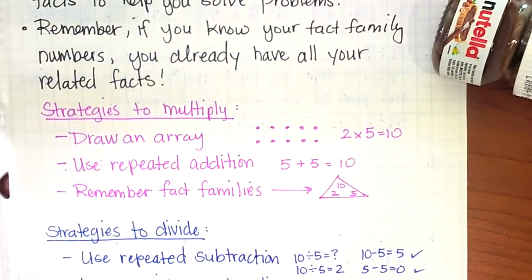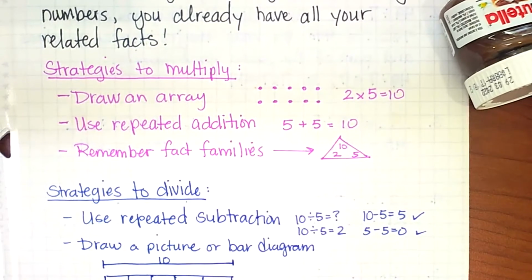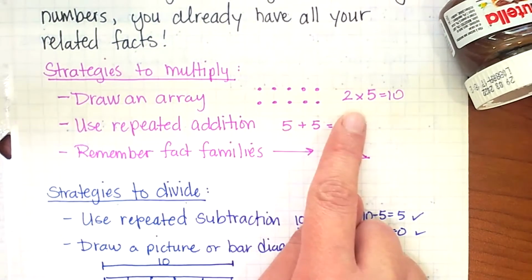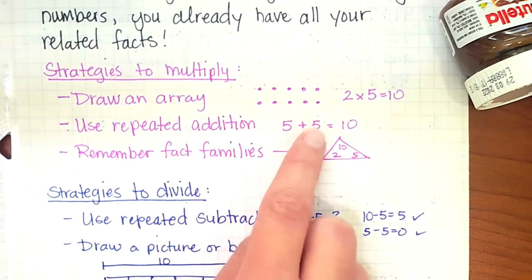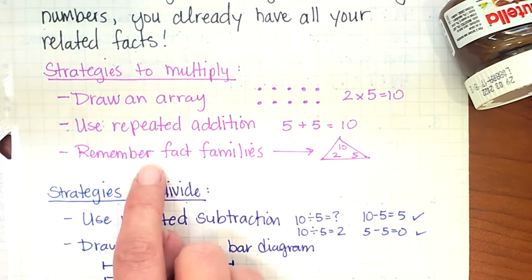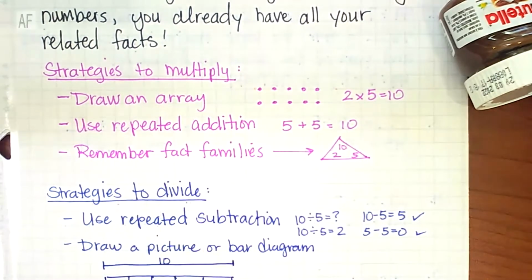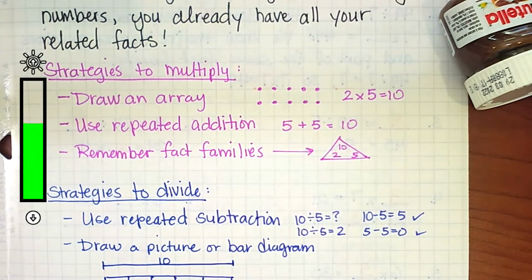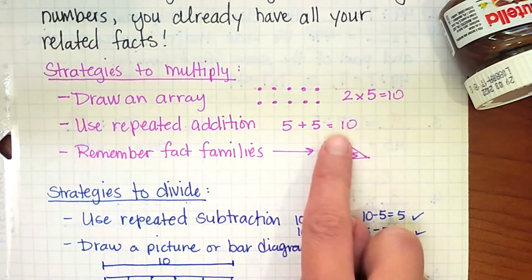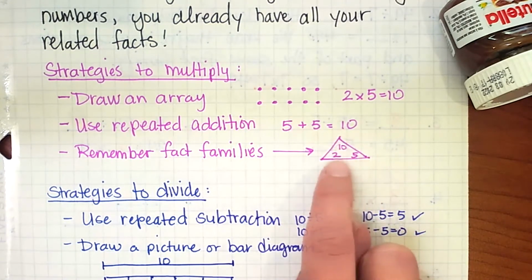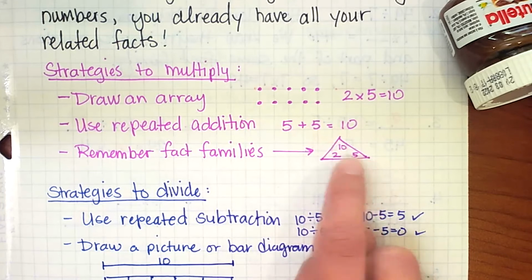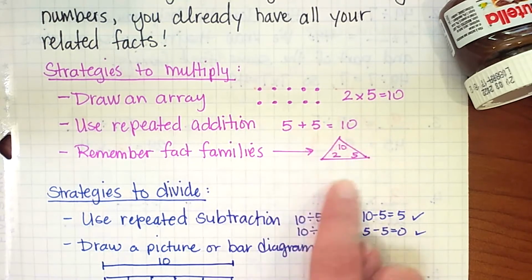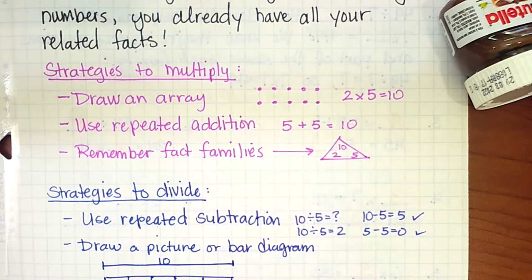Some strategies that we use to multiply are to draw an array. So 2 times 5 equals 10. We can also use repeated addition. So 2 groups of 5, 5 plus 5 equals 10. Or we can use our fact family facts. We can put them into a fact family and we can see what our numbers are. So here's our fact family, the 2 and the 5 and the 10. I know 2 times 5 equals 10, 5 times 2 equals 10. Then I know also 10 divided by 2 equals 5, or 10 divided by 5 equals 2. All of our answers are right here in our fact family.